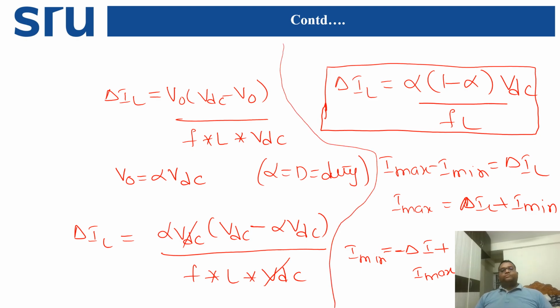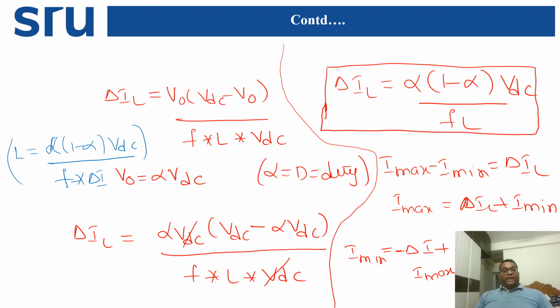Now we will see the inductor value. How will we derive the final inductor value? Inductor L is equal to alpha into 1 minus alpha into VDC divided by frequency into delta I. This is the inductor formula for the buck converter circuit.